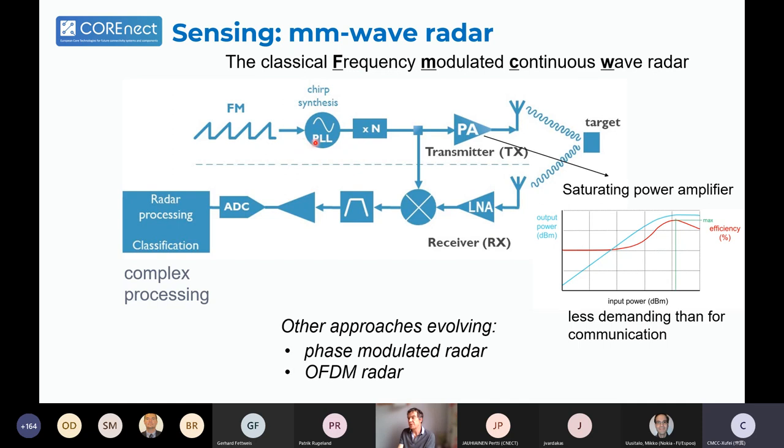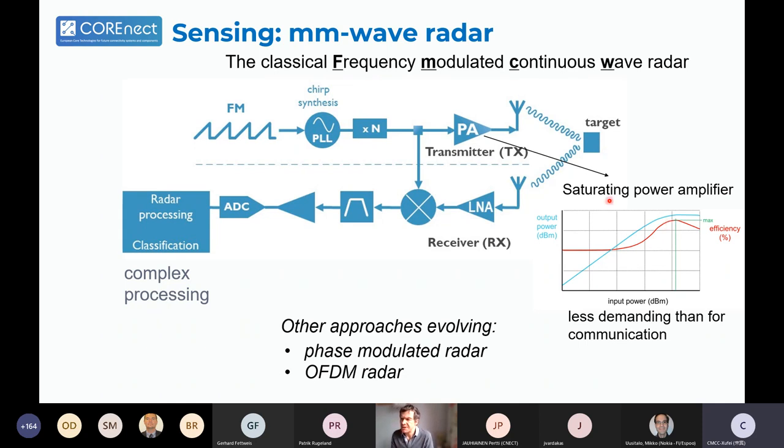Now, compared to normal wireless communication, where you have to transmit data, for frequency modulated radar, you can saturate your power amplifier. And then, as you see in this graph, when the output power really saturates, you can use it at maximum efficiency. And there it behaves in a very nonlinear way. So in that sense, radar is less demanding for power amplifiers than communication.